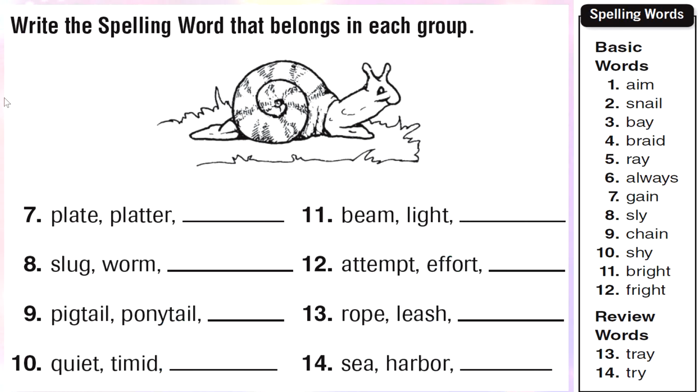Let's move on to the second exercise. Write the spelling word that belongs in each group. So here we have similar words and we have to find a related word from the list. Give me a word that is related to plate and a platter. 8. Give me a word related to slug and worm. This is worm, not warm. Worm, W-O-R-M, and this is warm.